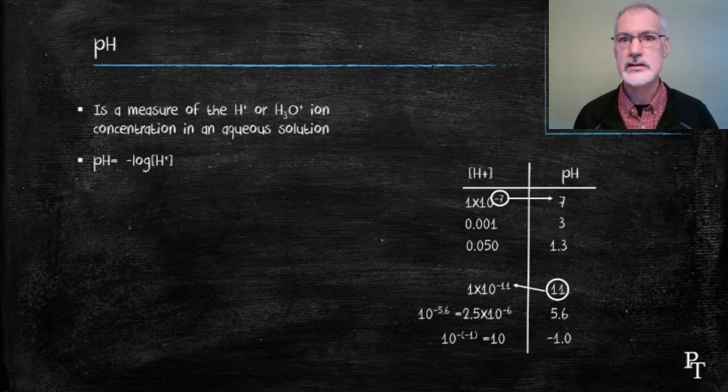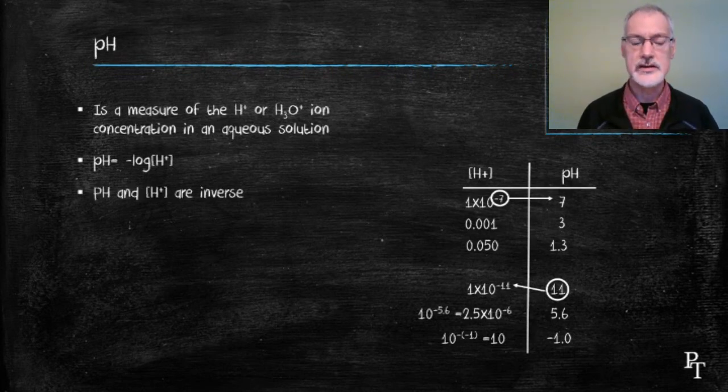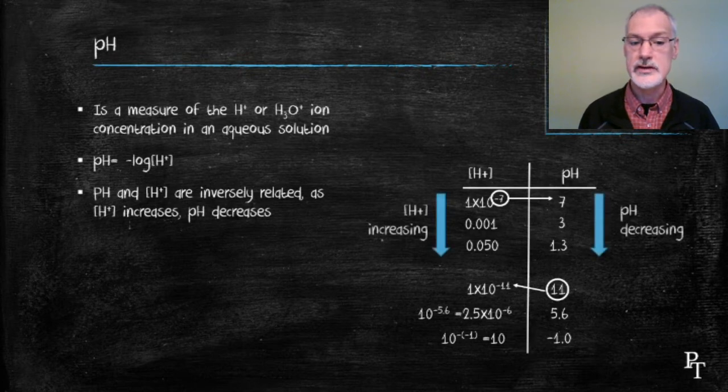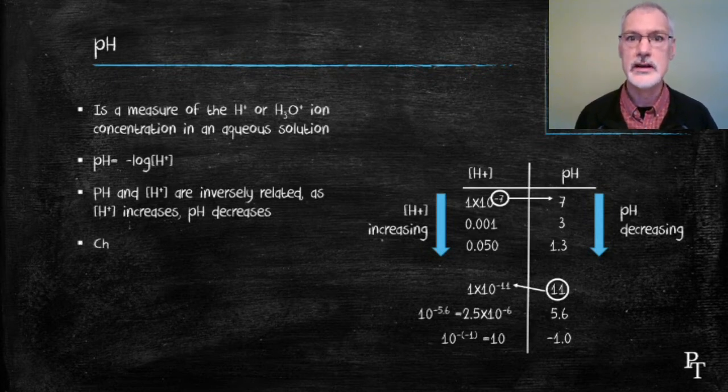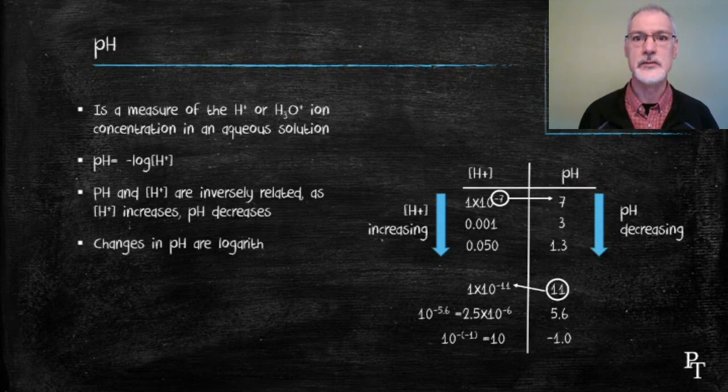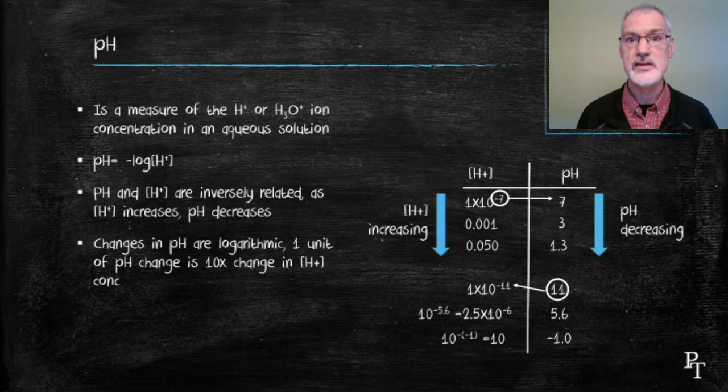The pH and the hydrogen ion concentration are essentially inversely related to each other. If you look at my particular example, you can see the concentration of the acid particle was increasing, and the pH was actually decreasing. So as one goes up, the other goes down. The other thing you should note is the pH scale is logarithmic, meaning a 1 unit change in pH constitutes a 10-fold change in the concentration of the acid particle.